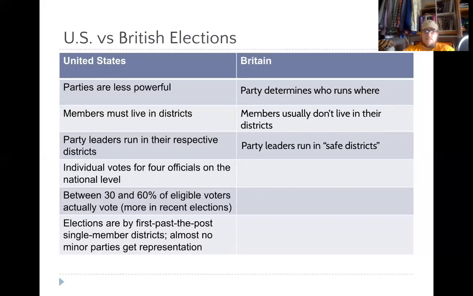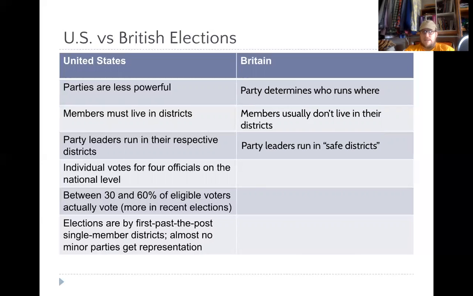In the United States, party leaders run in their respective districts, so they live where they are representing from. But in the UK, they run in safe districts where the Conservative Party will never lose in X districts, so that's where they will always run their leaders.